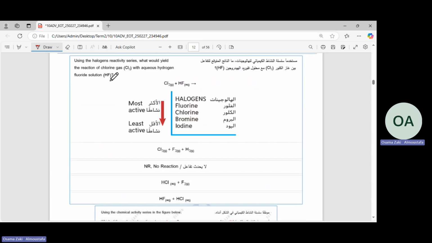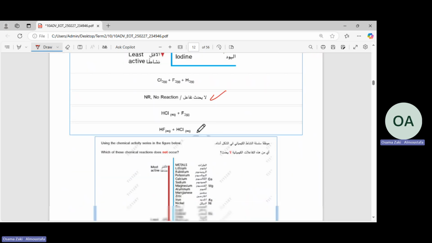Next question. Using the halogen activity series, what would yield the reaction of chlorine Cl2 with aqueous HF? So Cl will try to kick out what? The fluorine. Now, why not hydrogen? Because hydrogen is not mentioned here in this series. This is halogen and this is halogen. So Cl. Where's Cl? This is Cl. Can Cl kick out the fluorine? No, because it's less reactive than fluorine. So there is no reaction here.